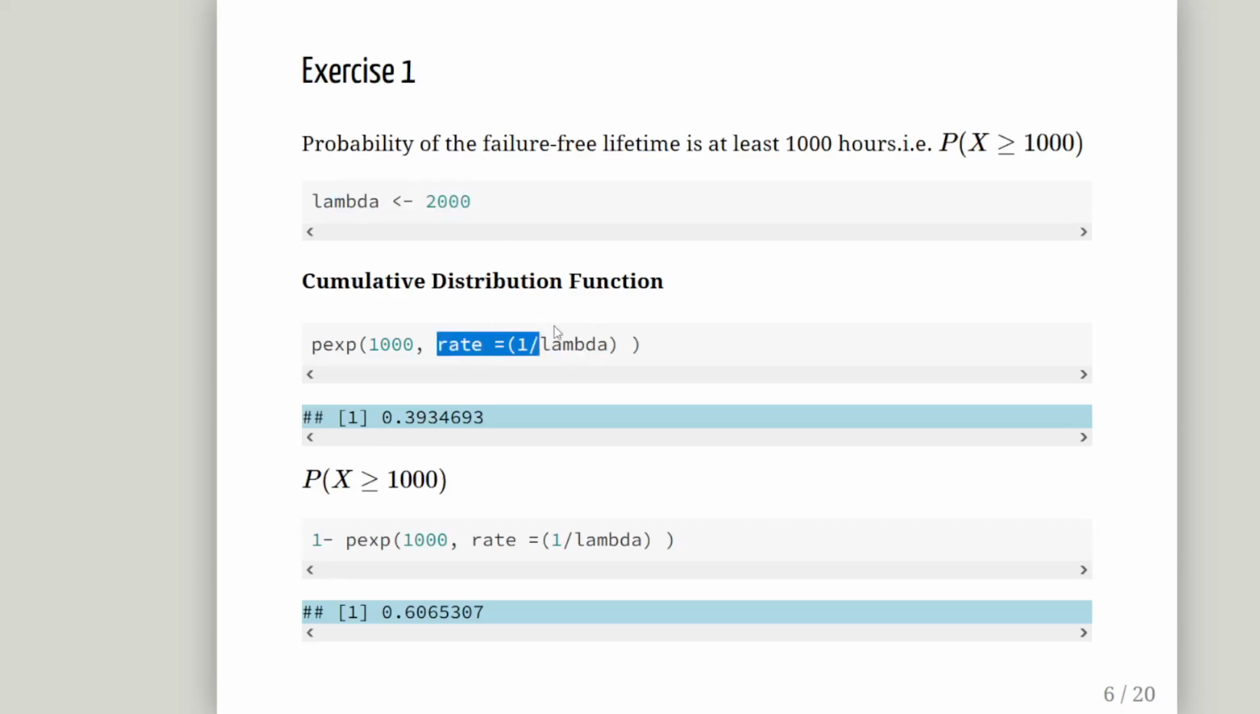So I'm just going to stick with this. I was told lambda in the question, so I'm just going to specify lambda, and then when I ask for the rate parameter, I'll just specify 1 over lambda. And I'm going to continue to do that the whole way through. Now that would work out to be 39%, 0.3934, but what we're asked for is the complement of that, the probability of x greater than or equal to 1000. So essentially it's 1 minus pexp of 1000 with the rate parameter 1 over lambda, and there we go. What do we get? 60%, 0.6065307.